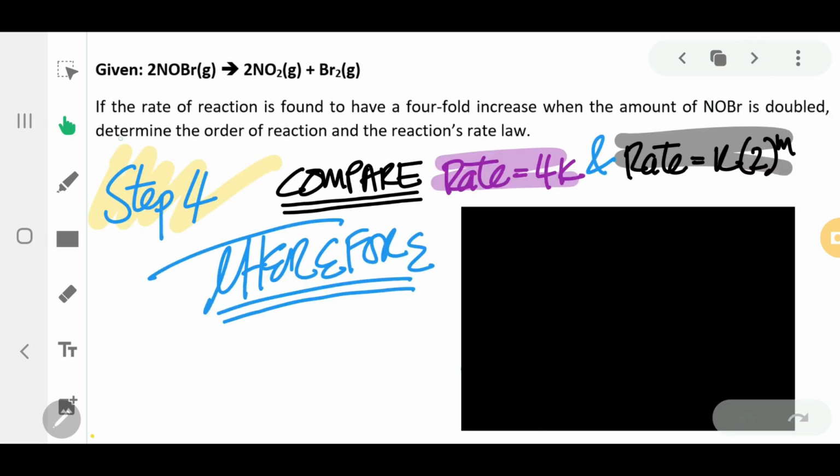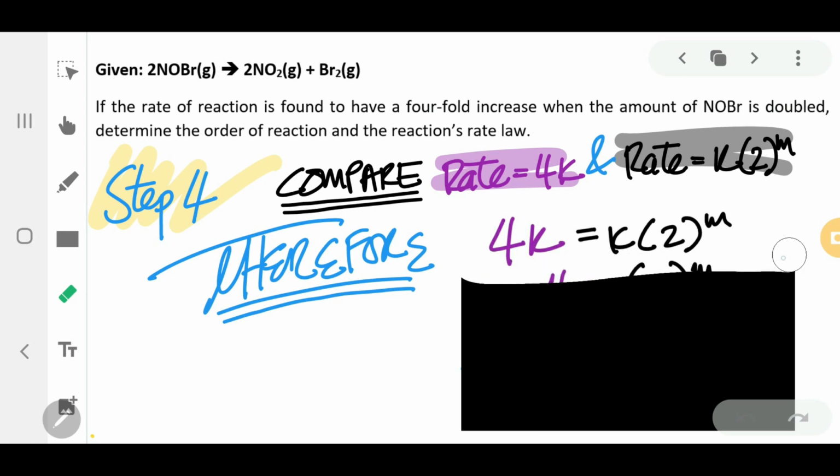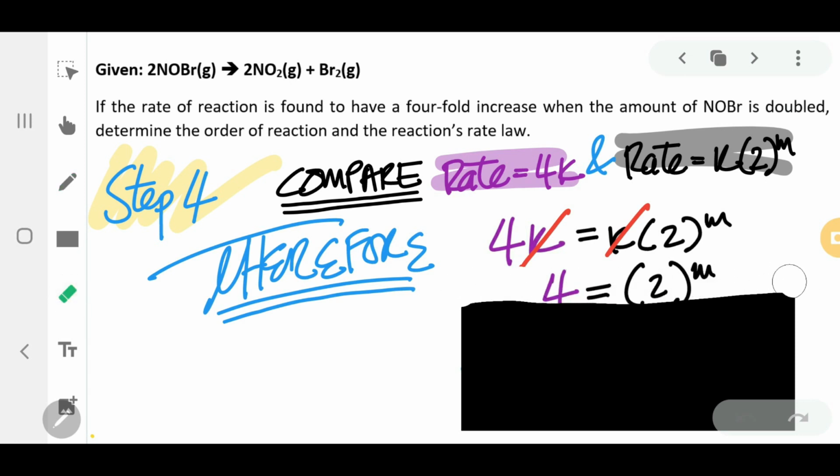So step 4: we are going to compare rate 4K and rate K times 2 to the power of m. When you compare them, you get 4K equals K times 2 to the power of m. I am just replacing this rate with 4K, because the rate is also equal to 4K. When you cancel that out, you get something like this.